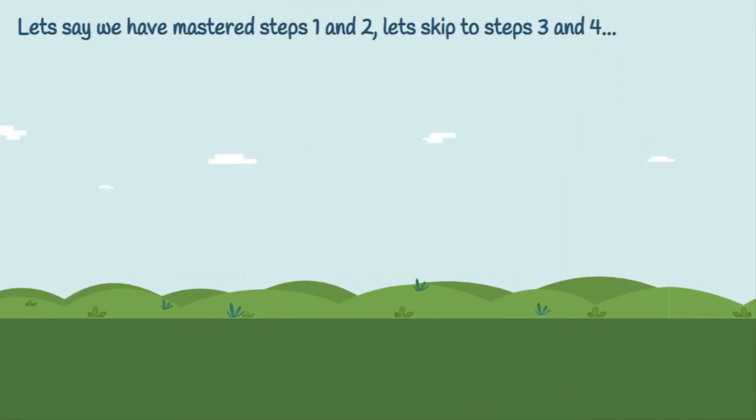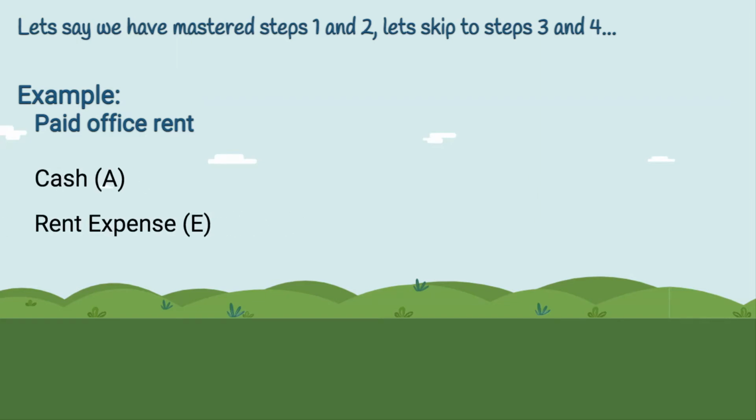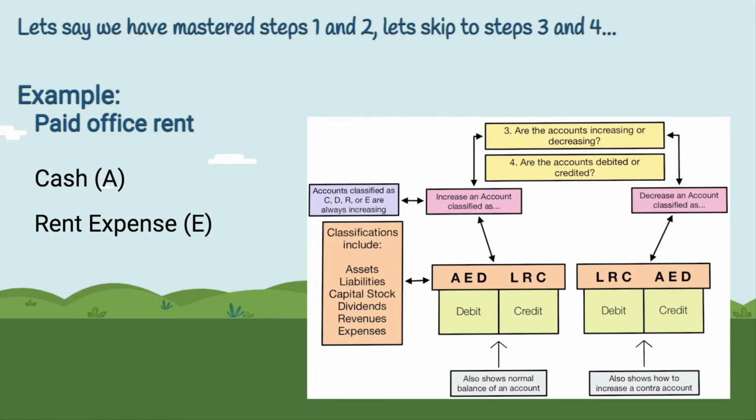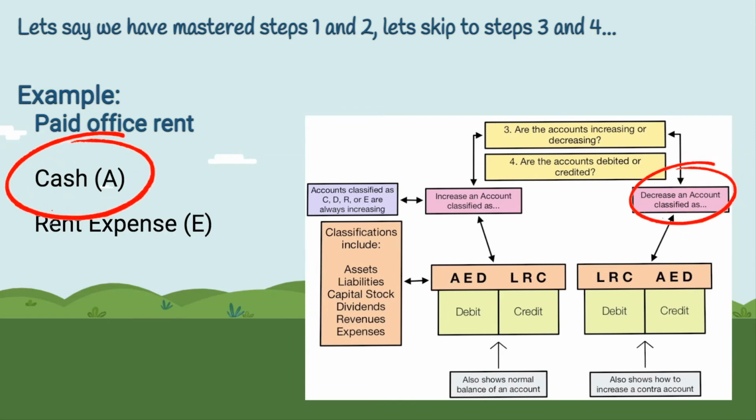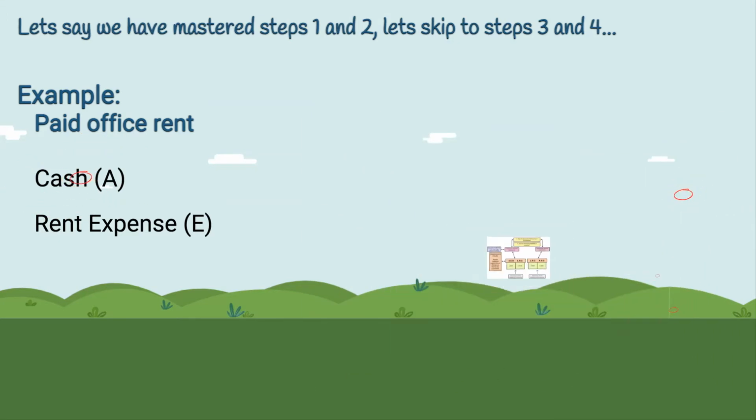Let's continue with another example. Paid office rent. The accounts involved are cash, which is classified as an asset, and rent expense, which is classified as an expense. Cash is decreasing since the rent was paid, so use the LRC AED image. Cash is an asset which is above credit. Thus, cash is decreasing with a credit.